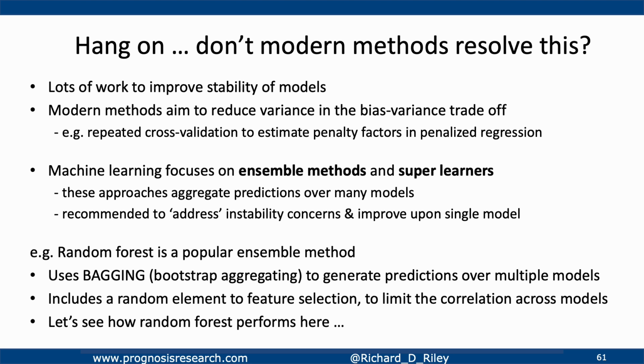So, for example, let's think about a random forest applied to the data sets. This method uses bagging, bootstrap aggregating, to generate predictions over multiple models, and includes a random element to feature predictor selection to limit the correlation across models. It might be expected to perform better and be more stable than those lasso models that I showed you before.